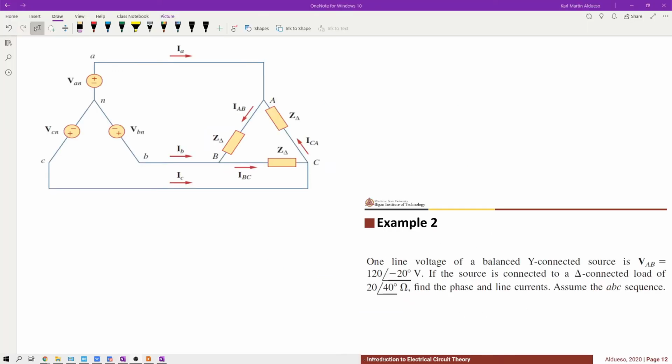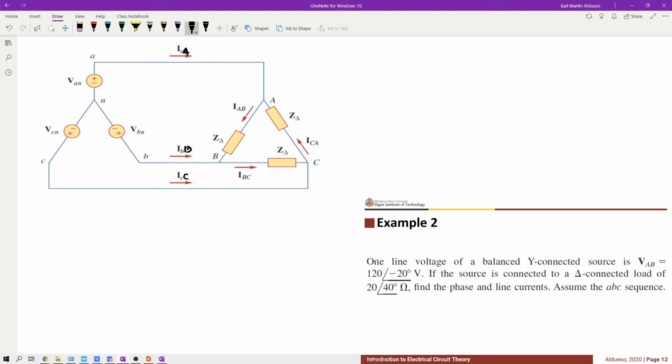So for example, we have one line voltage of a balanced Y connected source is VAB equivalent to 120 with an angle of negative 20 degrees. If the source is connected to a delta connected load of 20 with angle of 40 degrees ohms, find the phase and line currents. So assume the ABC sequence or the positive sequence. Let's label this as IAA, IBB, and ICC.